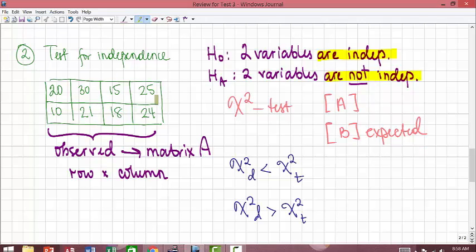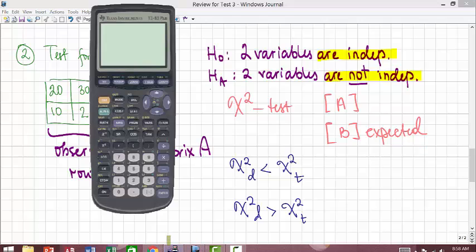Okay, then you will be given a table of values. These are your observed values. Again, I just made them up here. So how do you do this? I would go to my calculator and put it into a matrix.